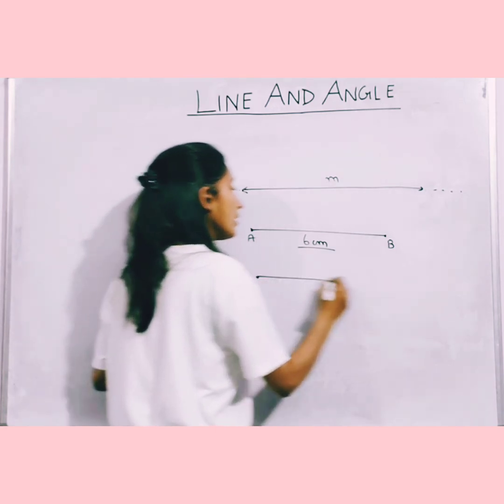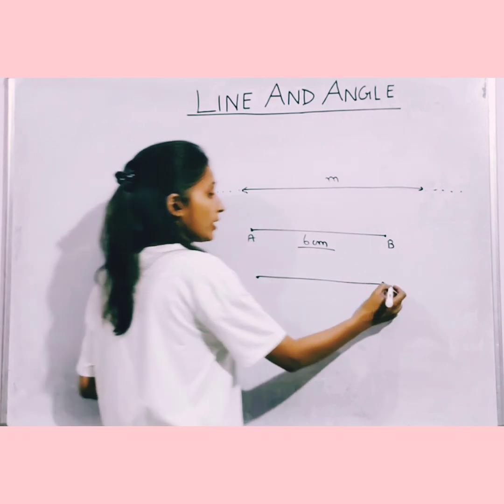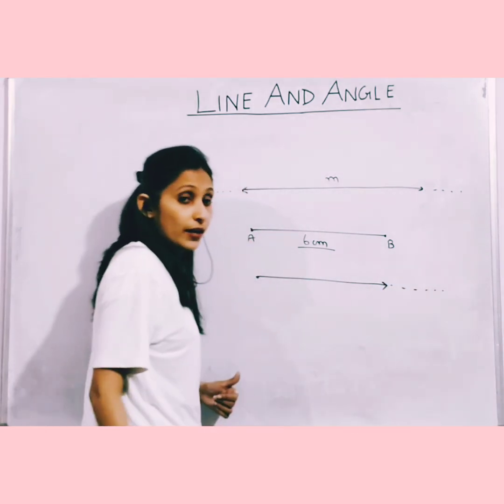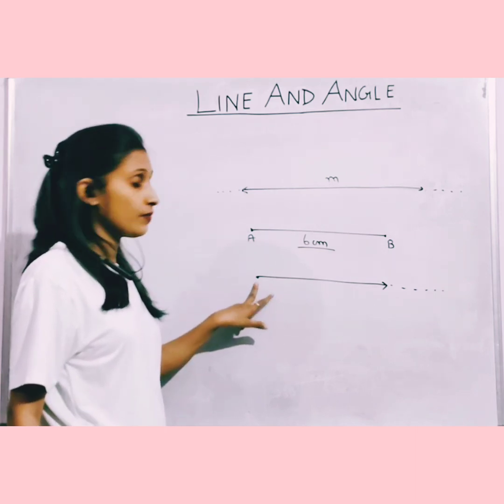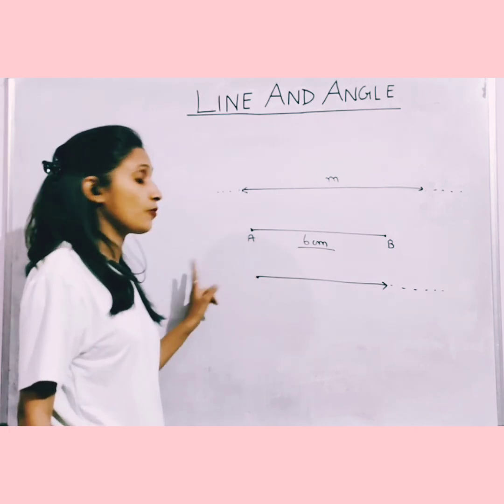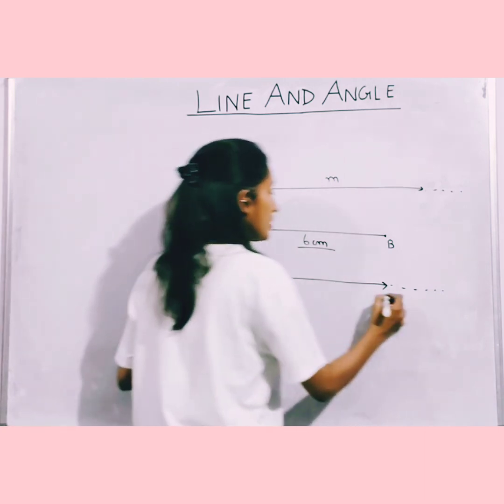Now we have a ray. This arrow shows that it can be extended from this end, but this dot shows that this is the end, right? We cannot extend it from here. So this is our ray. Let's name it ray PQ.